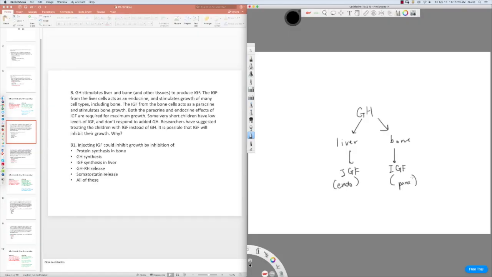And some very short children have low levels of IGF and don't respond to added growth hormone. Researchers have suggested treating the children with IGF instead of GH. It is possible that IGF will inhibit their growth, and why is that? So essentially, what the researchers are suggesting is we're going to artificially increase the IGF concentration in the blood, basically, because that's what injection does. And if you remember, that's exactly what endocrine means, hormones in the blood.